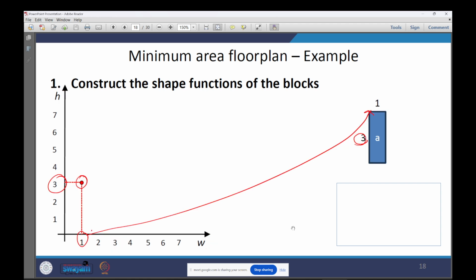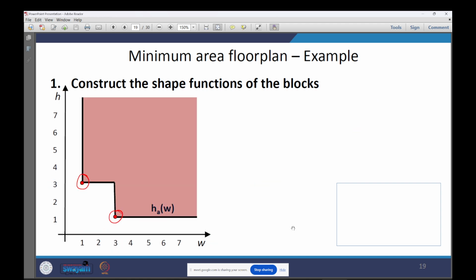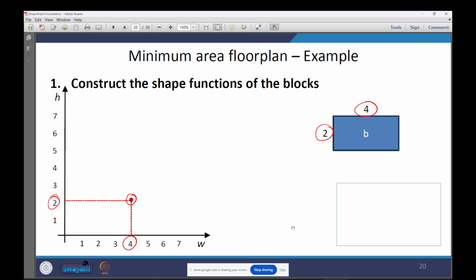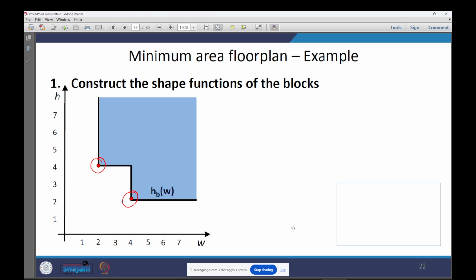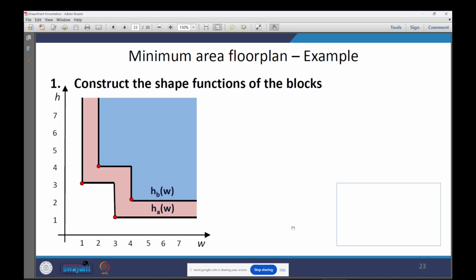Okay, this is 1, 3, 3, 1. Then this is 1, 3, 3, 1. Shape function for the block A. Similarly, 2, 4, then 4, 2, 2, 2, 2, 4, 4, 2. Then you have 2 points. This is the shape function of block P. Now, with these two shape functions, I am creating the shape function of the overall blocks.